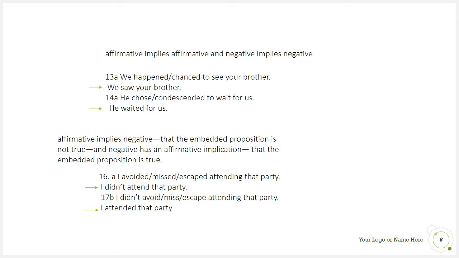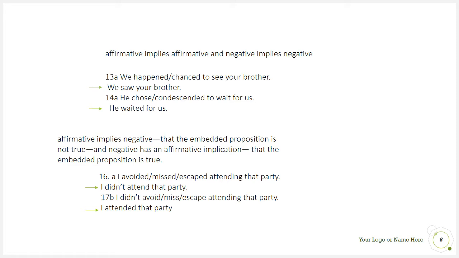For example, we happened or chanced to see your brother. The implication, affirmative implies affirmative and negative implies negative, is we saw your brother. And he chose or condescended to wait for us. The implication of the affirmative is he waited for us.